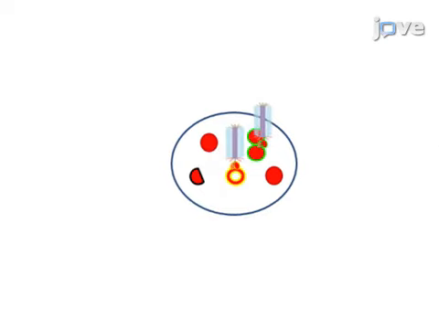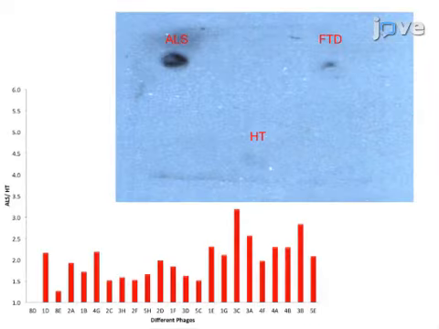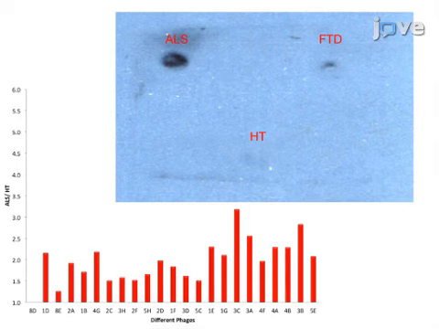Bound phages are eluted using trypsin, triethylamine, and TG1 cells. Ultimately, the specificity of these potential ALS clones is verified using indirect phage ELISAs and dot blots. Homogenized ALS, FTD, and healthy human brain tissues are immobilized in both assays. Greater reactivity to ALS tissue is usually detected compared to the other tested groups.